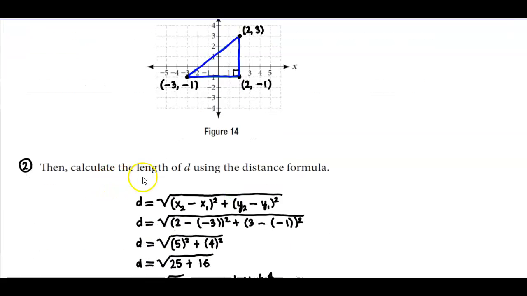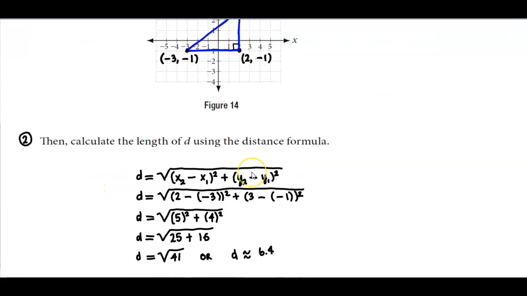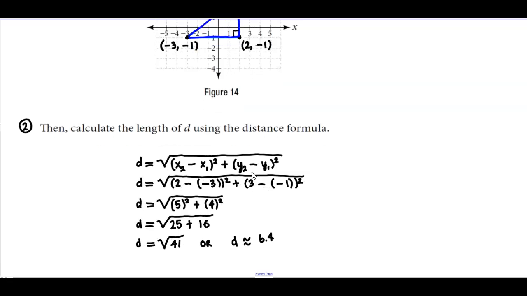So now we're going to calculate the length of D using the distance formula. By what we stated earlier, D is equal to the square root of x2 minus x1 squared plus y2 minus y1 squared. So we set x2 to be 2 and x1 is -3. We know that y2 is 3 and y1 is -1. So D is going to equal the square root of 2 minus -3 squared plus 3 minus -1 squared.